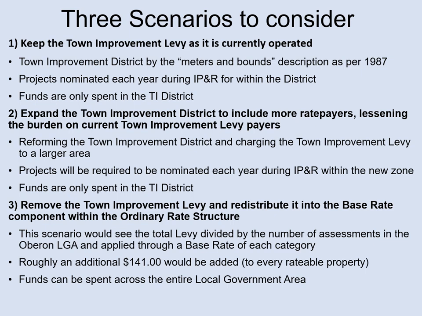As part of the consultation, Council has placed three scenarios to the community for consideration. The first scenario is to keep the Town Improvement Levy as it is currently operated. This means the Town Improvement District, as nominated back in 1987, will remain unchanged. Projects will be nominated each year through the yearly integrated planning and reporting process, and projects and funds are only to be delivered and spent within this district. This is how Council currently operates the levy, and this would remain unchanged under scenario one.